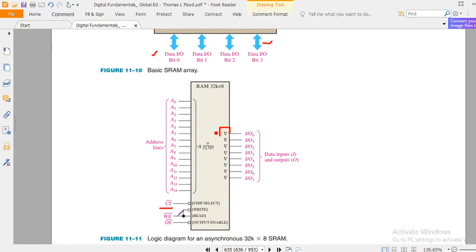Write enable, WE. If it is low, it means it is performing the write operation. If it is high, it means it is performing the read operation. OE is the output enable, meaning the output is available. So when it is low, it is active, and when it is high, it is inactive.